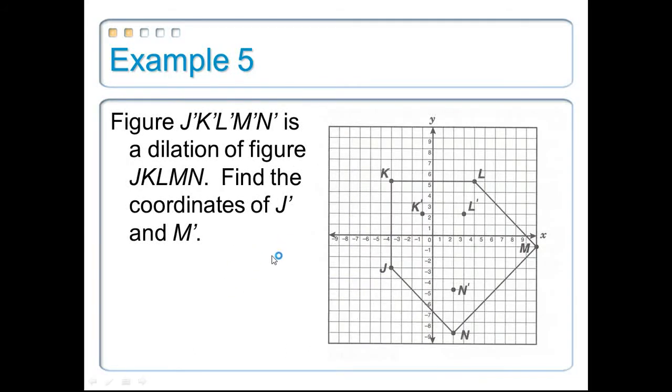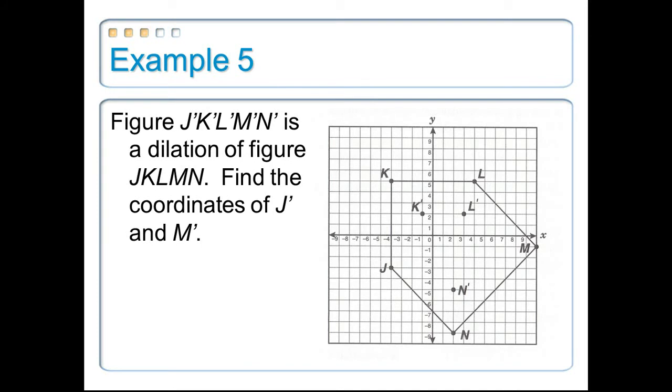Okay, example 5. It says the figure J'K'L'M'N', and we all have primes on it, so that's the image, is a dilation of the figure JKLMN, which is the pre-image. So we start with JKLM, and find the coordinates of J prime, M prime. Okay, we know K, L, and N already.